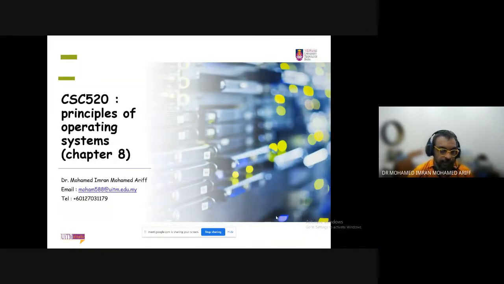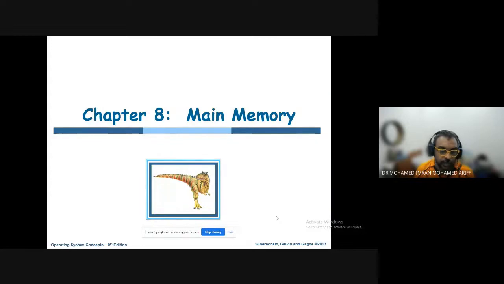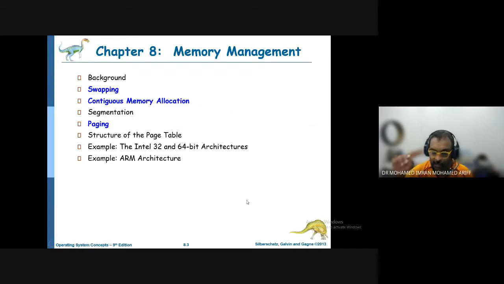Okay, so this is chapter 8. What we are going to talk about is memory, main memory. So we are going to understand what is main memory, and we are going to see how the operating system and the computer systems work in terms of handling memory management or main memory.